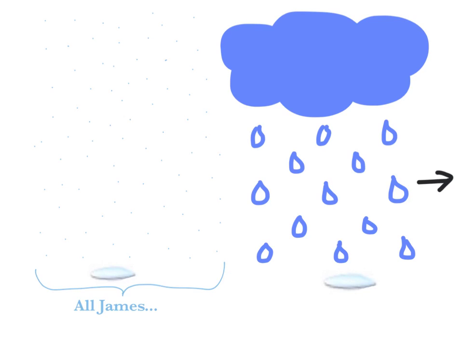Condensation is the phase change from a gas to a liquid. Condensation happens when thermal energy is removed from the gas and the gas particles come together to form liquid particles. In this case, the gas in the air, which are the particles of James, are condensing and forming rain clouds. And now the clouds are raining.